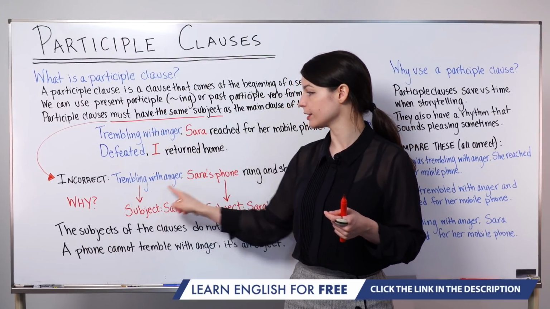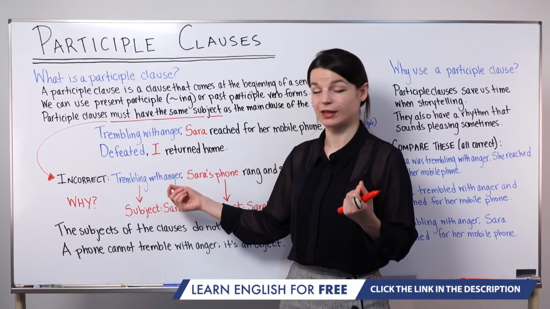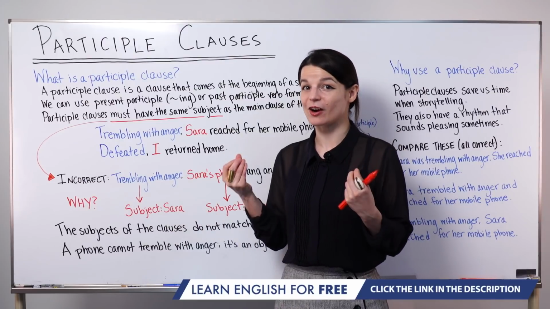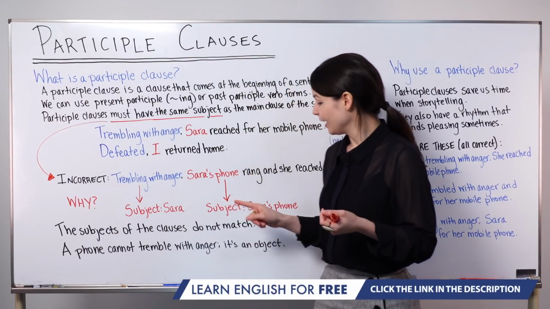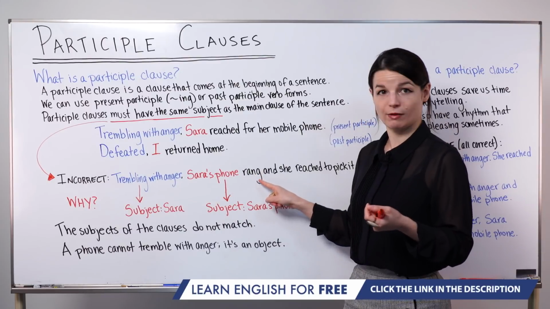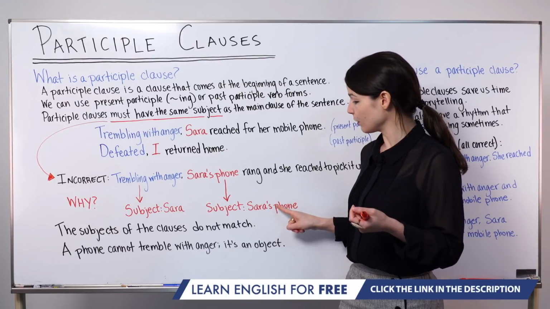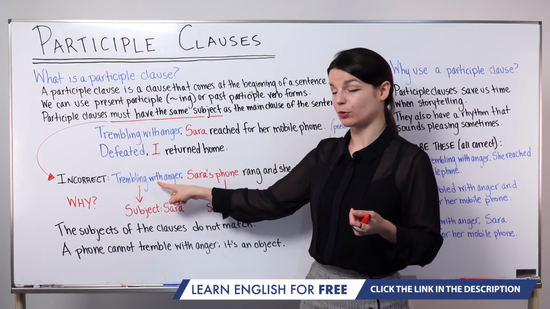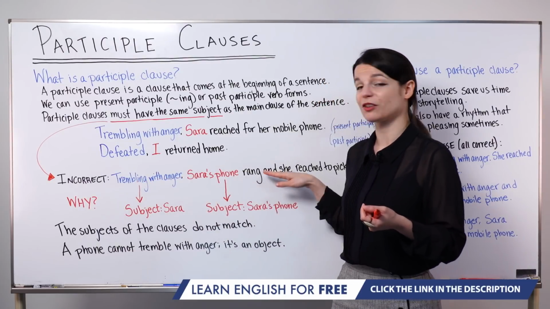Trembling with anger, so think about it. Who is trembling with anger, or who was trembling with anger? Sarah. The subject of this part is Sarah. Sarah is trembling with anger, or Sarah was trembling with anger. Here, however, Sarah's phone rang. The subject here is Sarah's phone. So Sarah's phone is the subject here. The subject of this participle clause is Sarah. These two do not match, so this is incorrect.